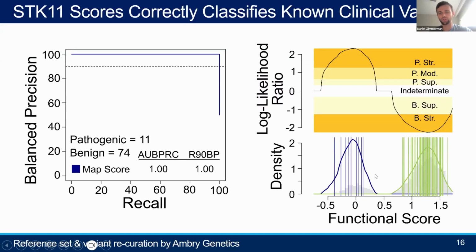And so because we have such good, clean separation between pathogenic and benign, we are potentially able to ascribe up to strong evidence of pathogenicity and strong evidence of benignity depending on your functional score. So if you have a functional score of 0 or below, then yes, maybe this would be up to a strong level of evidence for pathogenicity, and 1 or above, maybe potentially strong evidence towards benignity.